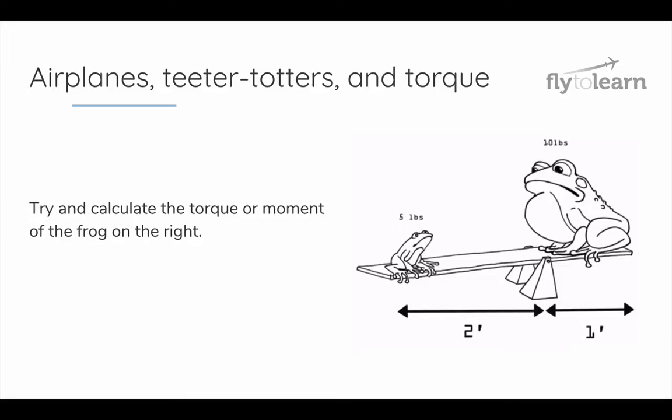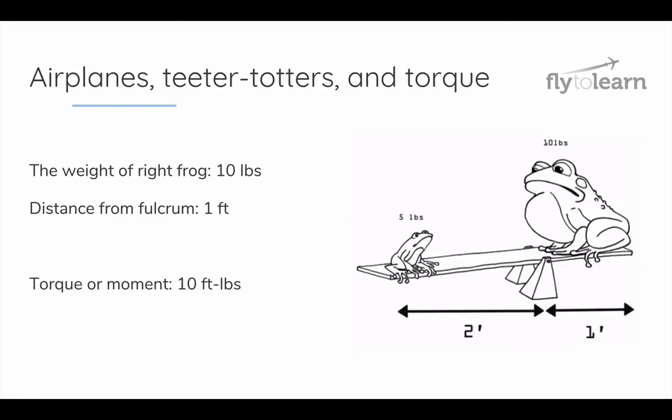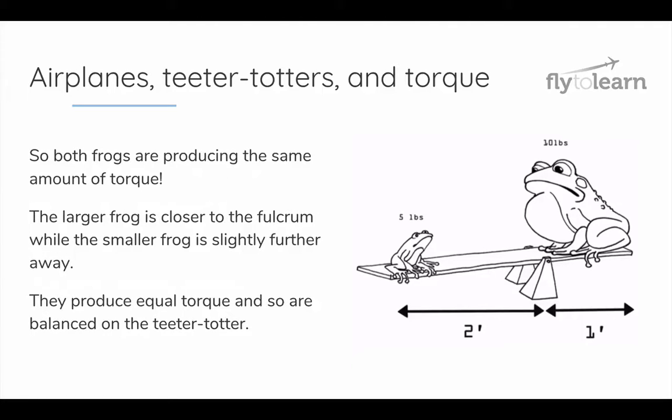Take a moment and try and calculate the torque or moment of the frog on the right. The frog on the right weighs 10 pounds and is 1 foot from the fulcrum. Its torque is 10 pounds times 1 foot, 10 foot-pounds. So both frogs are producing the same amount of torque. The larger frog is closer to the fulcrum, while the smaller frog is further away. They produce equal torque, and so are balanced on the teeter-totter.